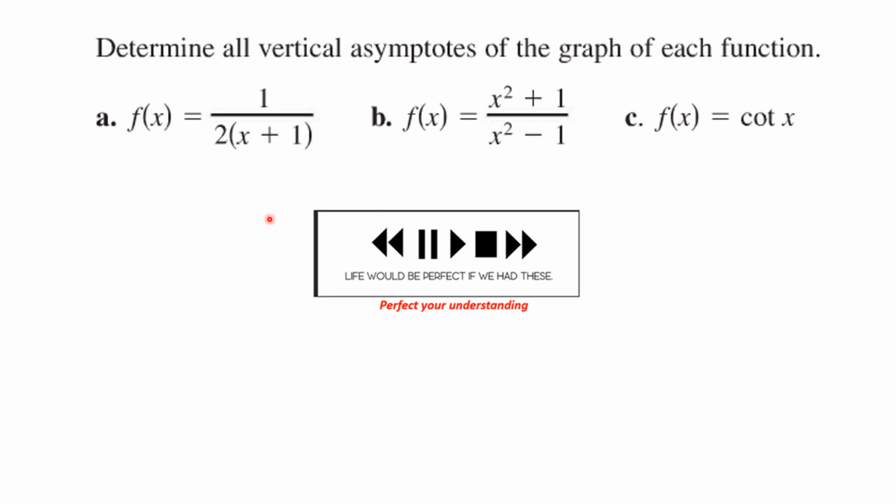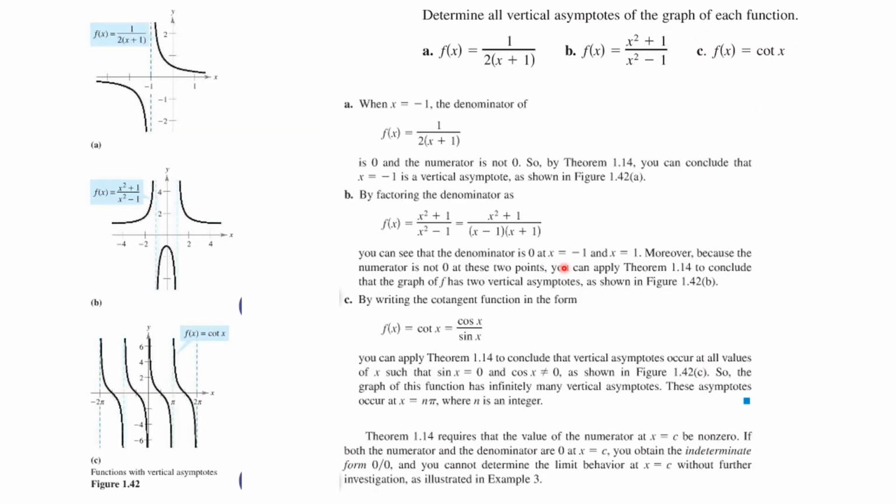So here's a problem. You're to determine all vertical asymptotes of the graph of these functions. You have 3 to do. You know what to do. Let's see how you did. Okay, so on part A, you should have concluded that x equal minus 1 is a vertical asymptote. Here, this is part B, you would have concluded that there are 2 vertical asymptotes, x equal minus 1 and x equal plus 1.